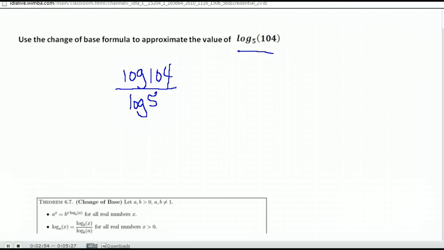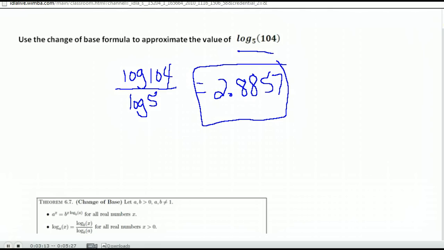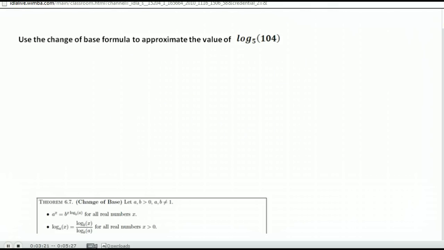You want to make sure you set those up properly. Okay, and then you just put that into your calculator. The log of 104 divided by the log of 5. You should be getting 2.8857. And like I said, make sure you're understanding how to put that into your calculator. Some may require you to use parentheses. So if you didn't get that number, check what you plugged in.